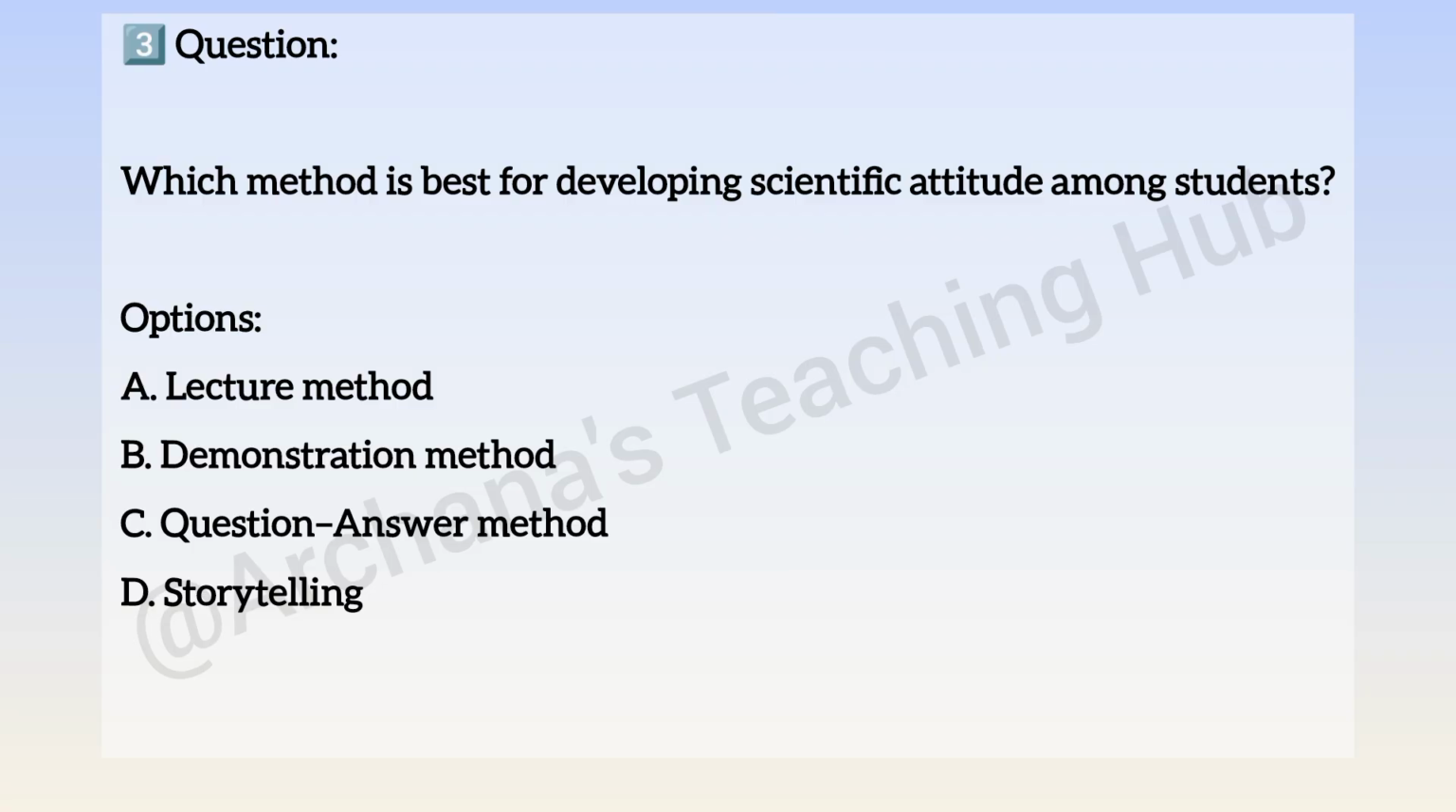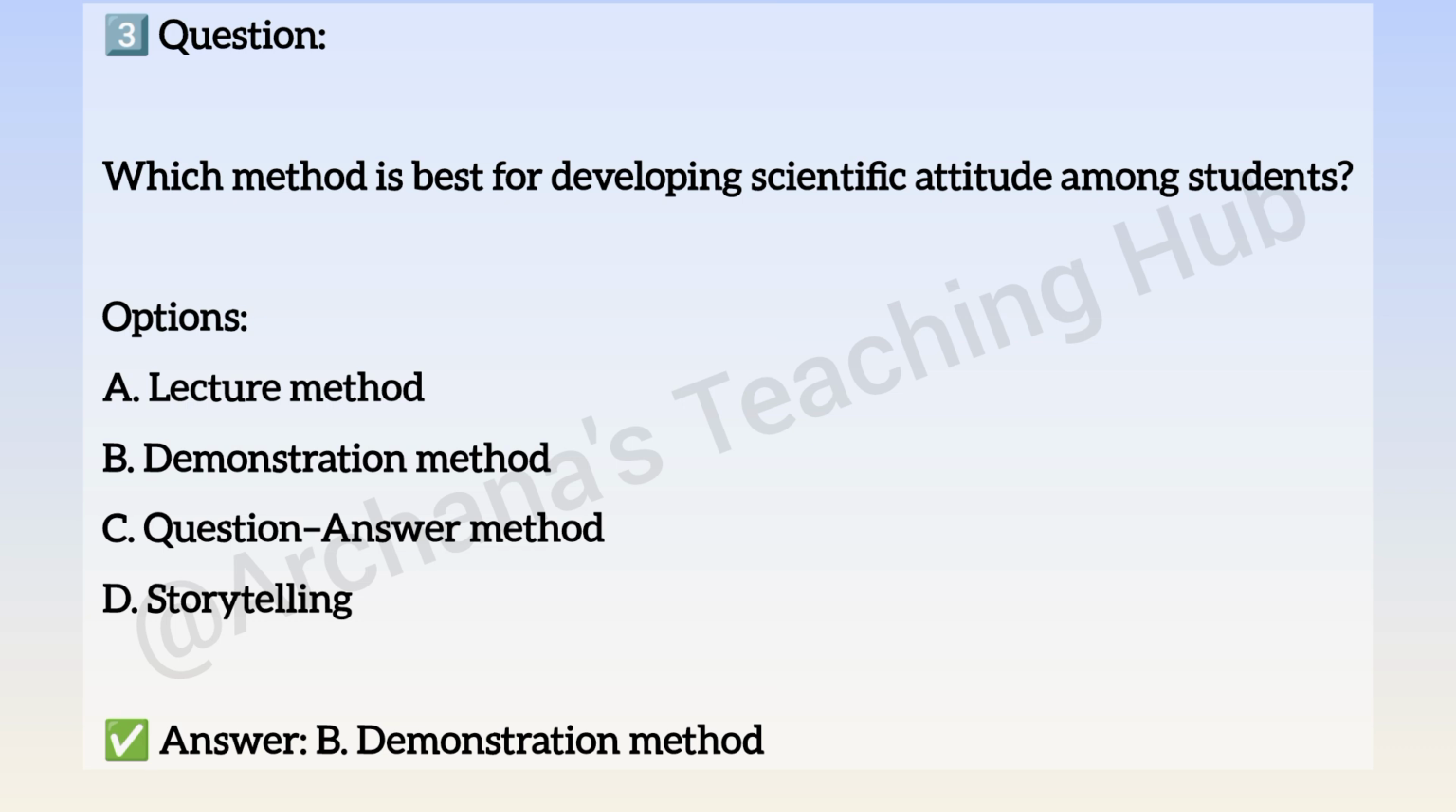Question number 3, which method is best for developing scientific attitude among students? Options: A, lecture method; B, demonstration method; C, question answer method; D, storytelling. Answer is B, demonstration method. Science means seeing and proving. When teachers demonstrate experiments, students observe and think logically. This builds curiosity and reasoning power.